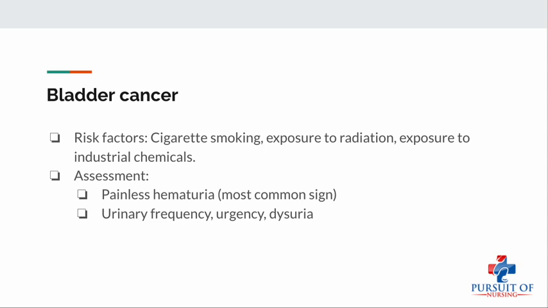So bladder cancer is malignancy of the bladder. Risk factors include cigarette smoking, exposure to radiation, exposure to industrial chemicals. The main assessment finding is going to be painless hematuria, which is your most common sign. And then you're going to have urinary frequency, urgency, and dysuria as well.